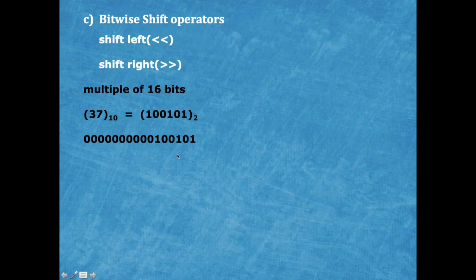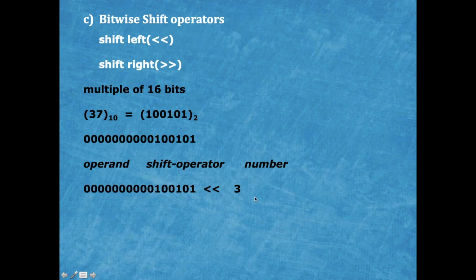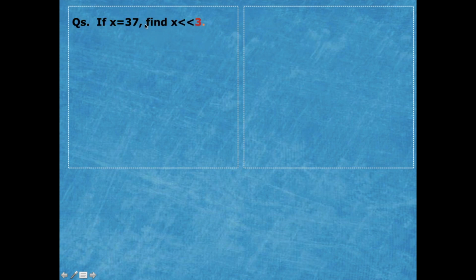Now this is the general format of the usage of the shift operator. That means you write the operand, you write the shift operator, and you write some number. So one example is this. To understand the shift operator better, we'll do one exercise question. So this is the question. If x equal to 37, find x left shifted by 3 bits. So that's the way you read it, x left shifted by 3 bits. So let's start with the solution.